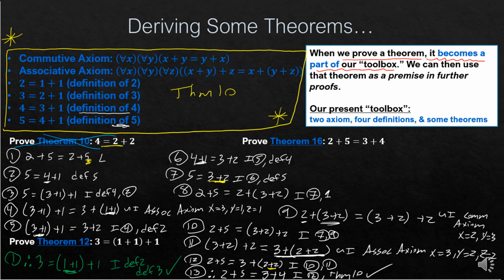Please allow me to make one correction. Y is not equal to 3 on line 9. Rather, y is equal to 3 + 2. And x remains the same. X is equal to 2. Because the quantities that were flipped with the commutative axiom were 3 and 3 + 2.